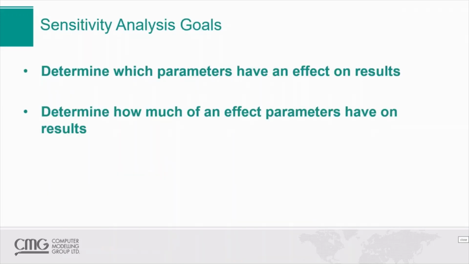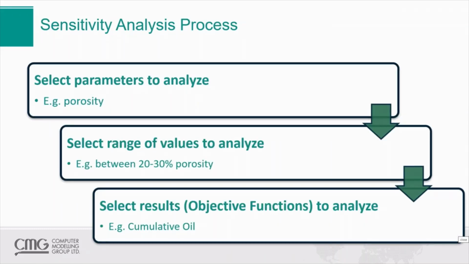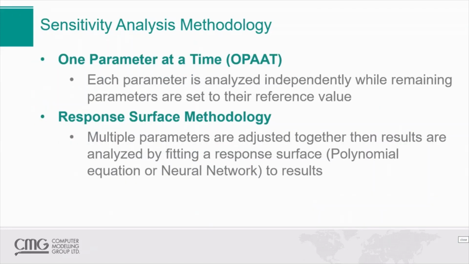So our goals in sensitivity analysis are to determine which parameters have an effect on our results and how much of an effect they have on them. The process goes by selecting your parameters to be analyzed, for instance, porosity, and then selecting a range for that parameter to be analyzed, such as 20 to 30% for porosity, and then seeing the effect on a certain result, which is our objective function. For example, cumulative oil, NPV, oil recovery factor, and so on.